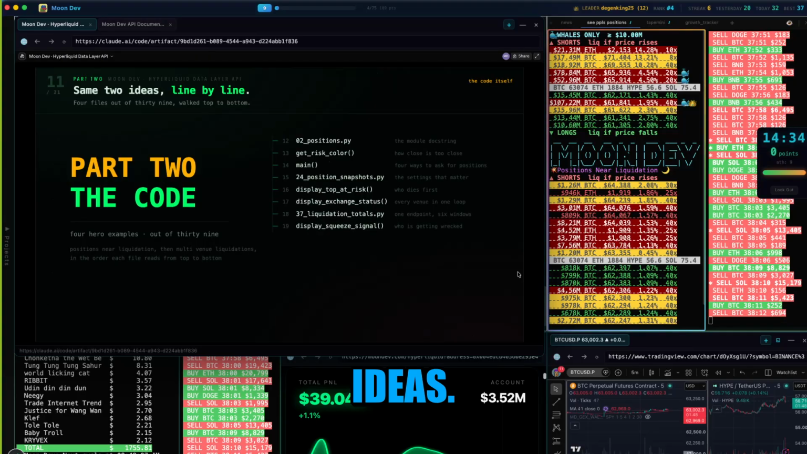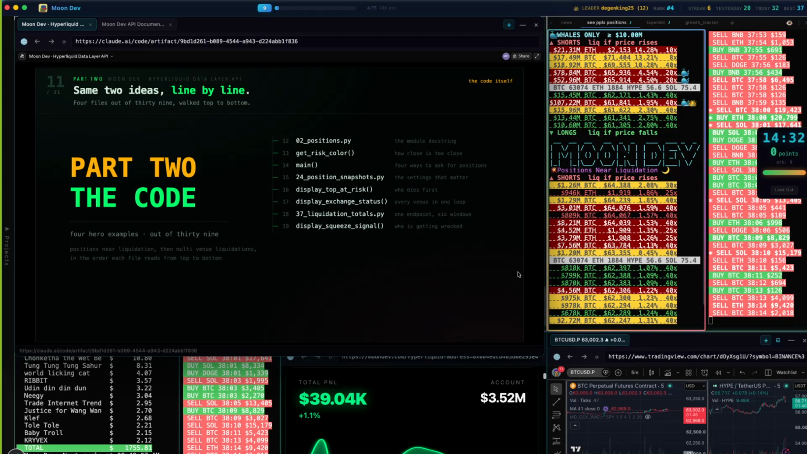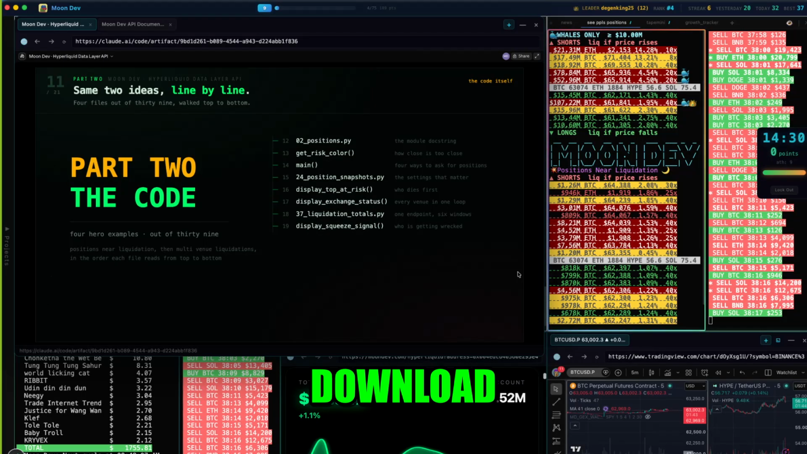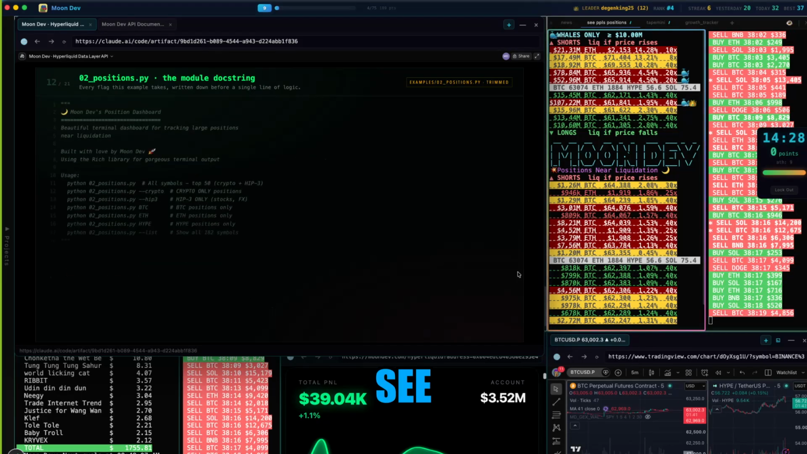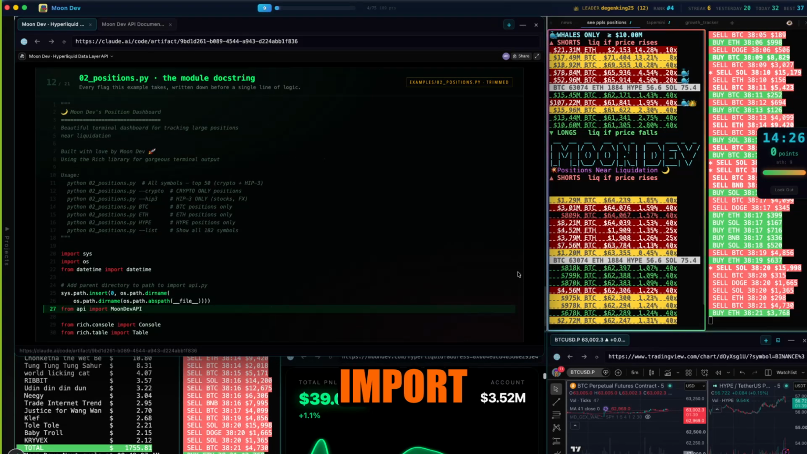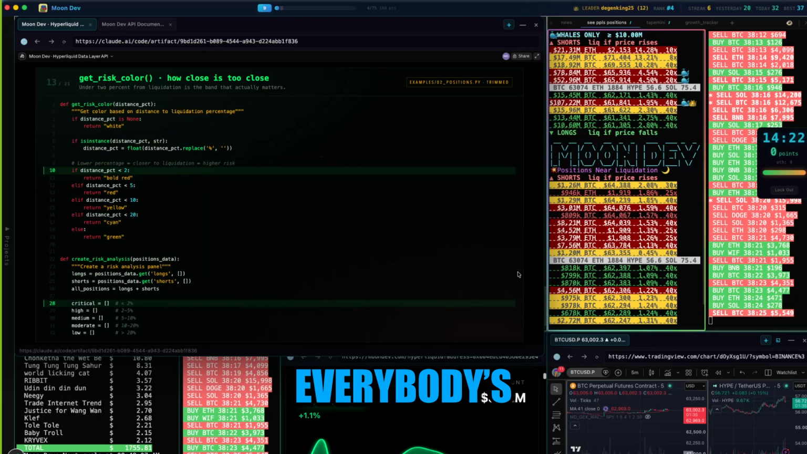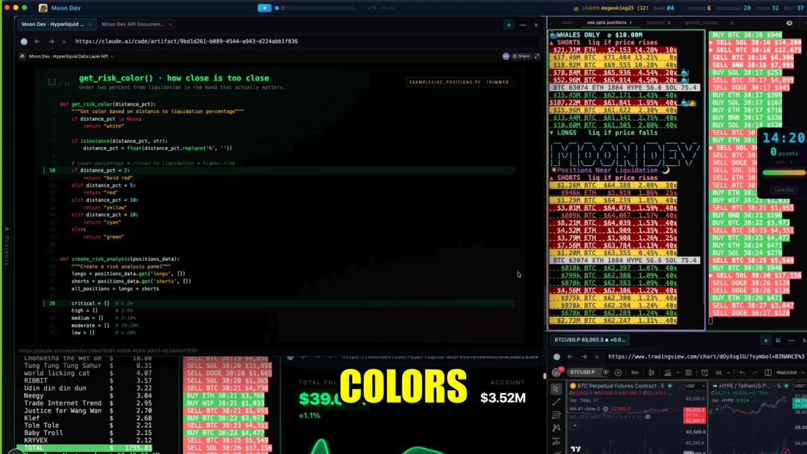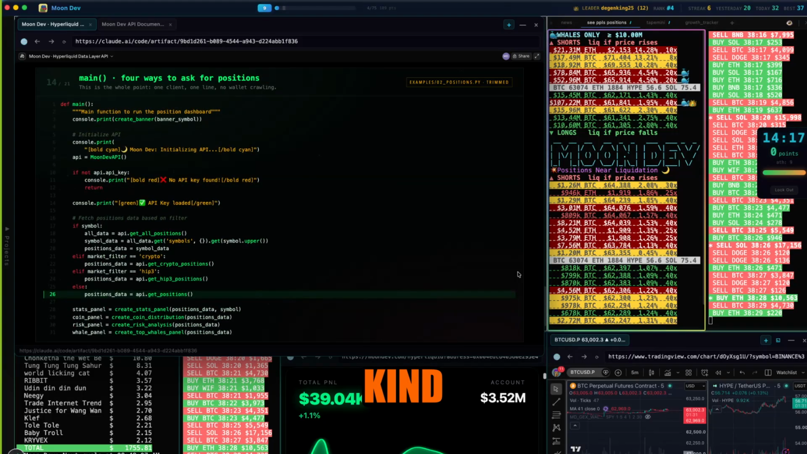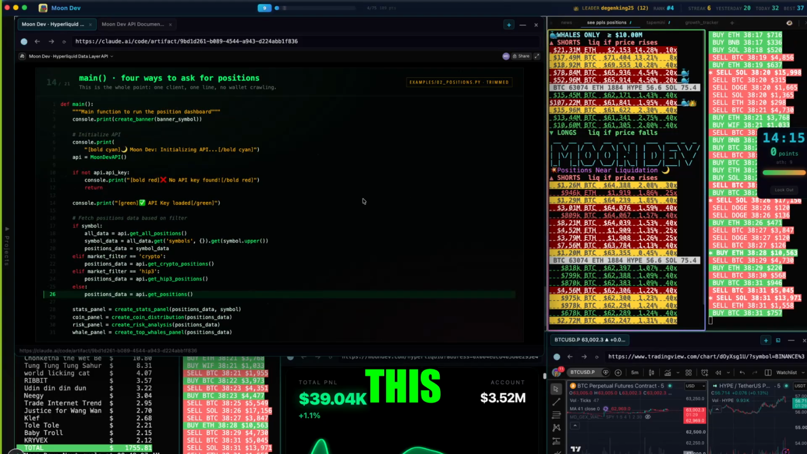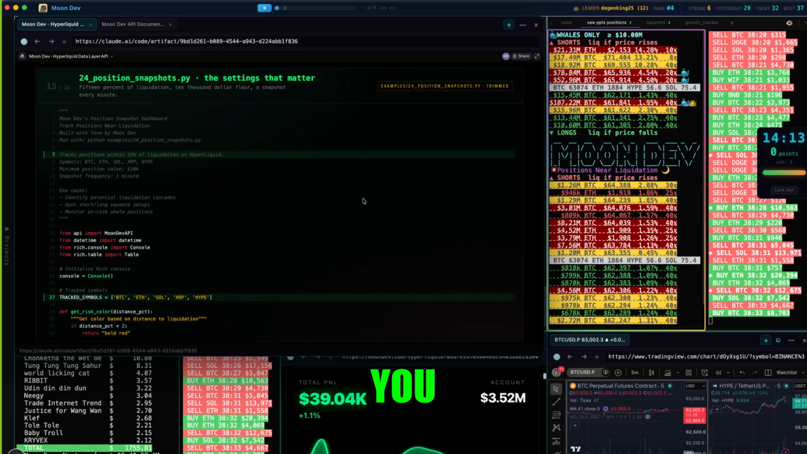These are the same two ideas. And like I said, I'm going to give you all of the code. And I also have a GitHub that you can download all the code for as well. So you can see here, I'm going to fly through this part. This is how you import the API. This tells you about the positions dashboard, seeing everybody's positions. This gets the risk and colors it so you can see, kind of like I see here. You can see this is the main function. And like I said, I will give you the GitHub.